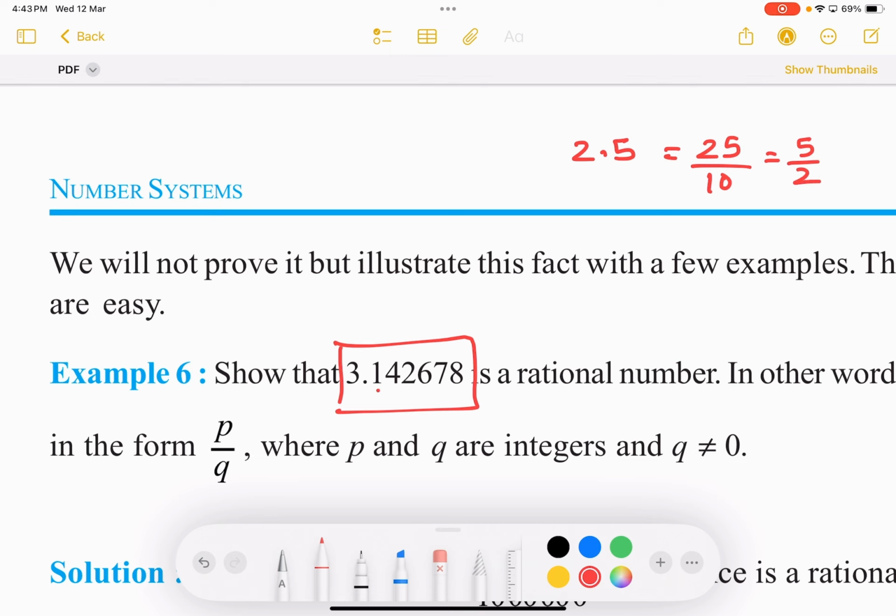So here, how many decimal places are there? That many zeros are supposed to be in the denominator. So it is 3142678 divided by 1, 0, 0, 0, 0, 0, 0. Very good, you are right. This is the P by Q form of that, correct?